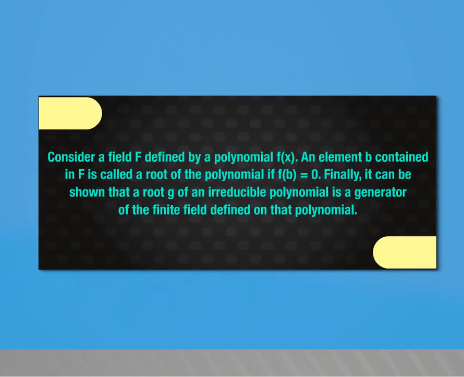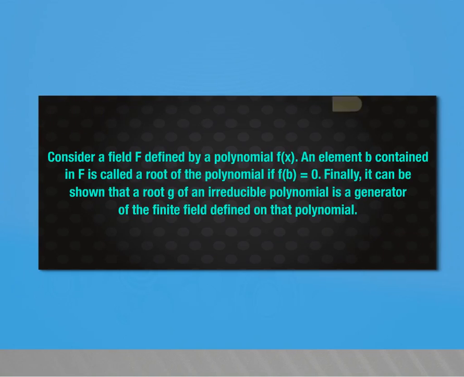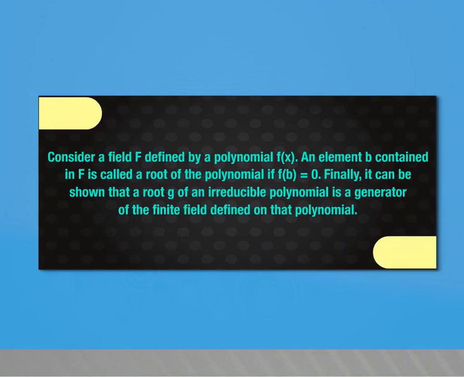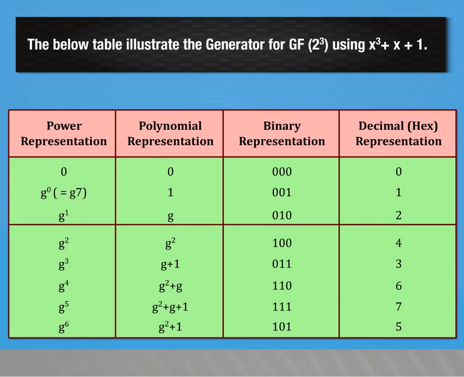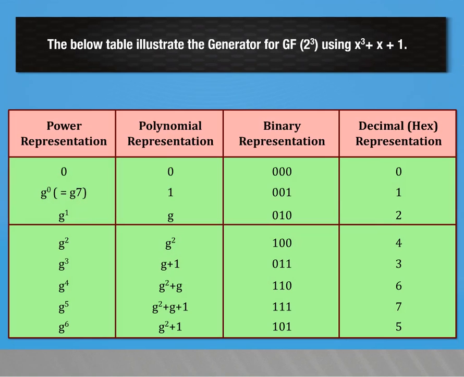Consider a field F defined by a polynomial f(x). An element b contained in F is called a root of the polynomial if f(b) is equal to 0. Finally, it can be shown that a root g of an irreducible polynomial is the generator of the finite field defined on that polynomial. The table below illustrates the generator for GF(2^3) using x cubed plus x plus 1.